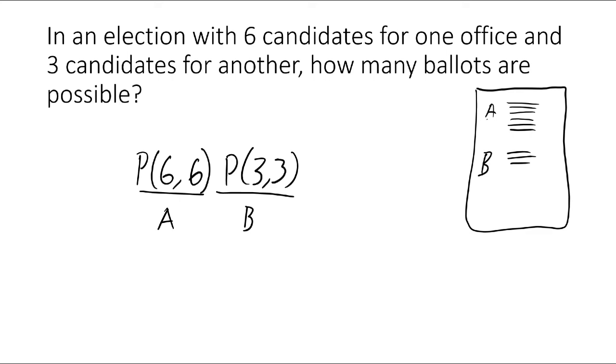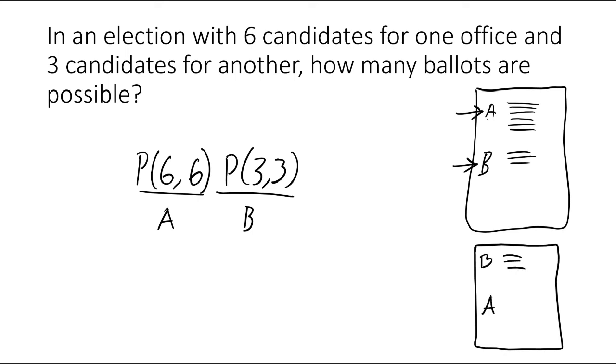However, I chose that the first 6-person, the office with 6 candidates went first, and the office with 3 candidates went second. But I chose that. That does not have to be the case. We could have a ballot where Office B with the 3 candidates is listed first, and Office A with the 6 candidates is listed second. So we have to account for both of those things.